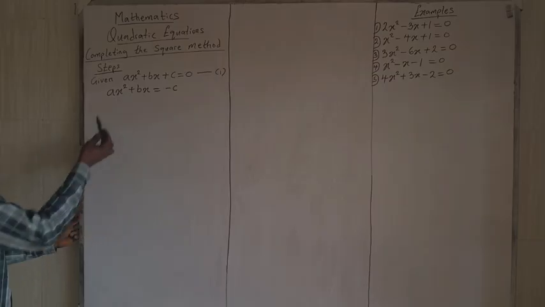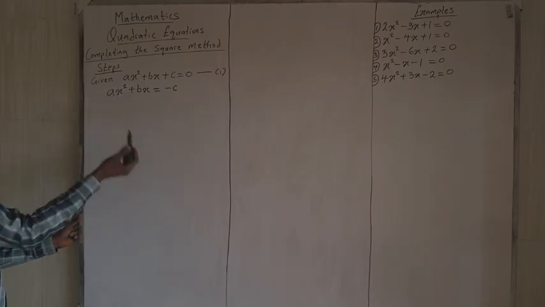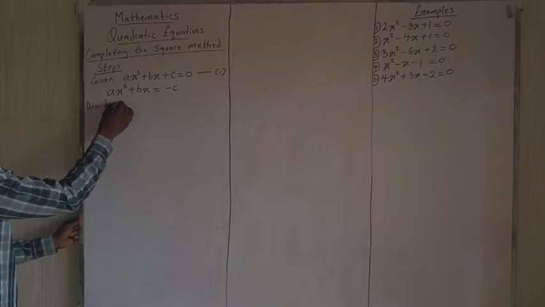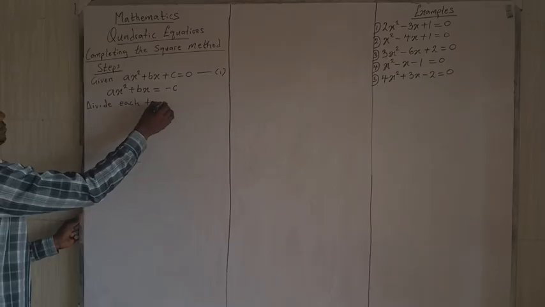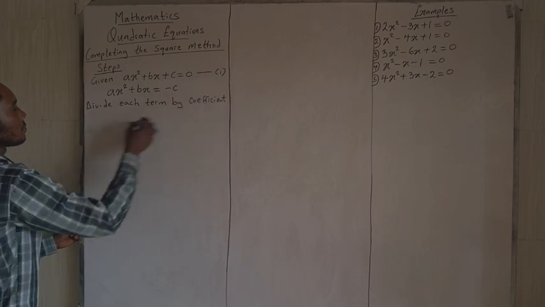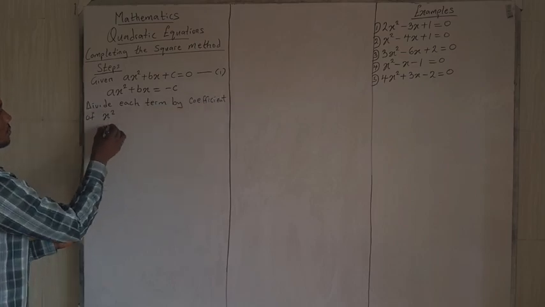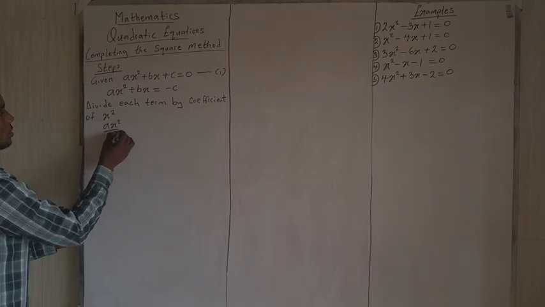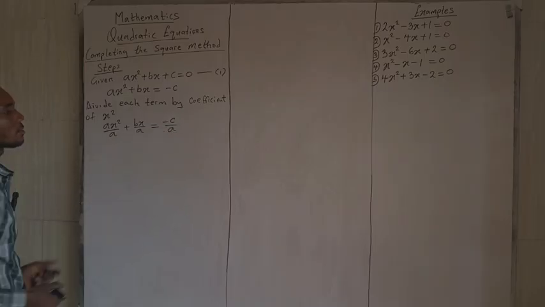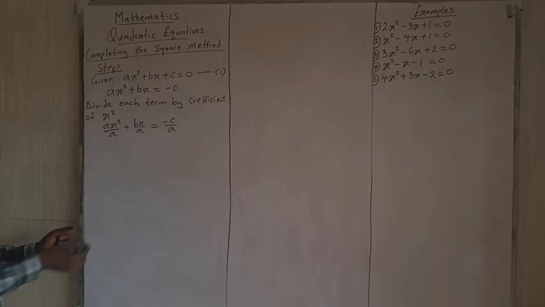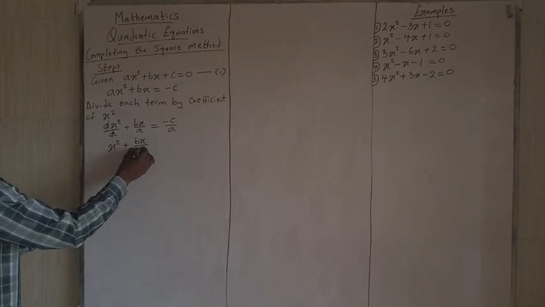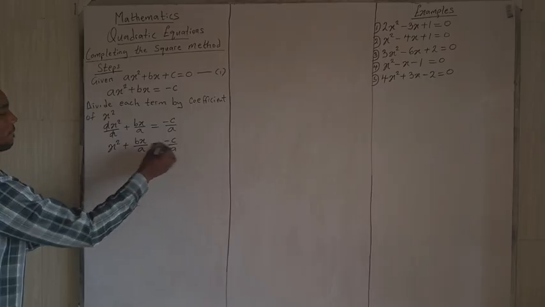Next step is to divide each term by the coefficient of x squared. What is the coefficient of x squared? That is a. Ax squared over a plus bx over a is equals to minus c over a. A divided by a, that is equals to 1. So we have x squared plus bx over a equals to minus c over a.